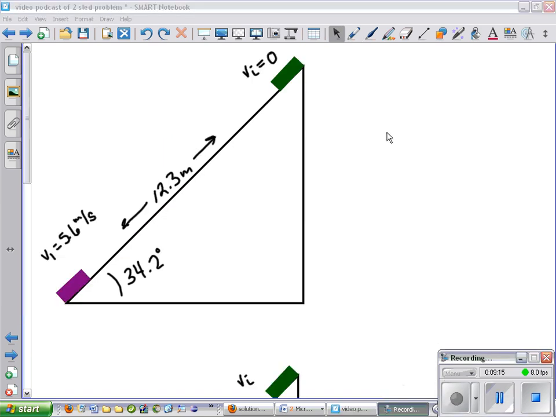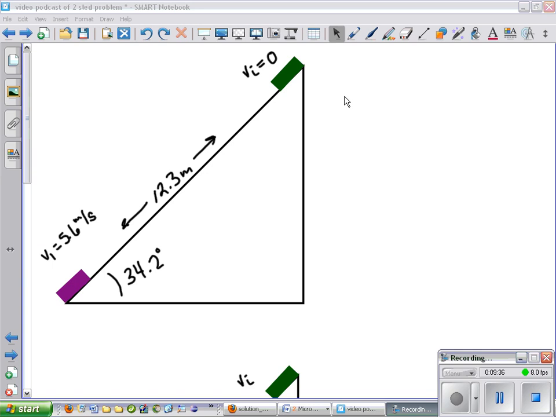Okay, that's the first step of our problem because we need to know the acceleration. Now the next thing we're going to do is find the time it took for the sled at the bottom to drift up to the point where it stopped, because we need the time in order to find the distance. We know the whole distance is 12.3, but we want to know how far the sled drifted before it came to a stop and came back down.